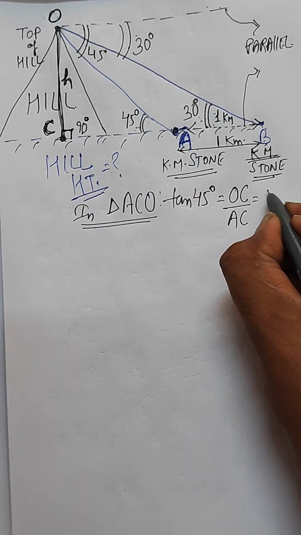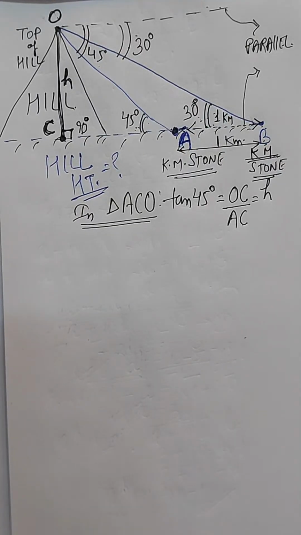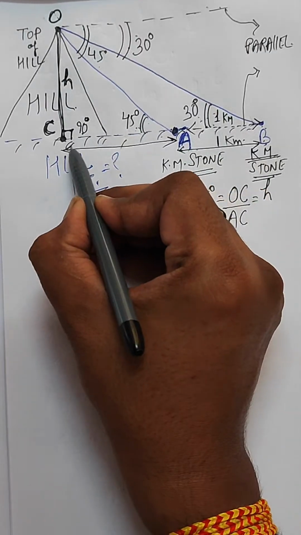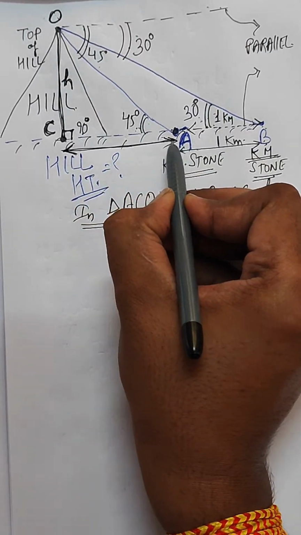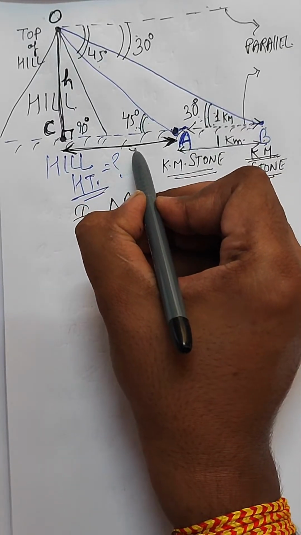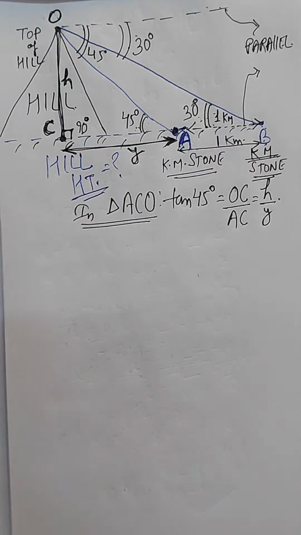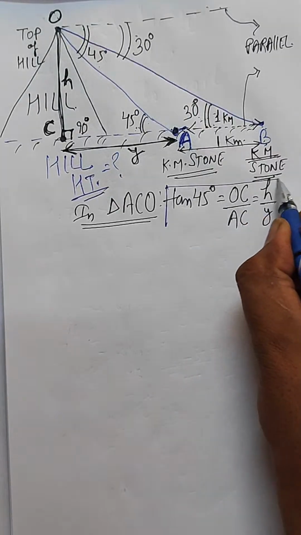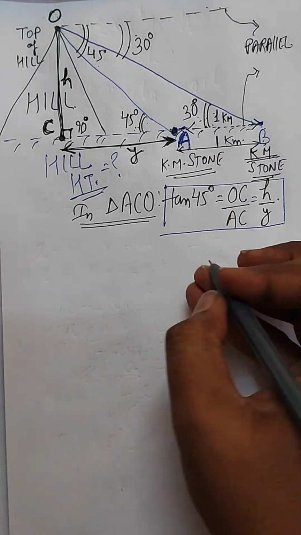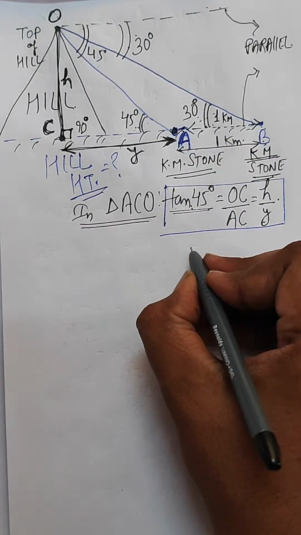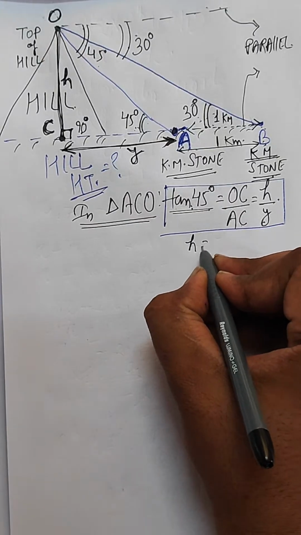And the value of OC you have considered as H, the height of the hill, and AC, let's say this distance A to C, let us assume it as equal to Y, right? Then we can write tan 45 as H by Y, right? So this is one of the relations which we have derived, tan 45 degree equal to H by Y, or we know the value of tan 45 is 1, so 1 multiplied with Y, this gives you H equal to Y.